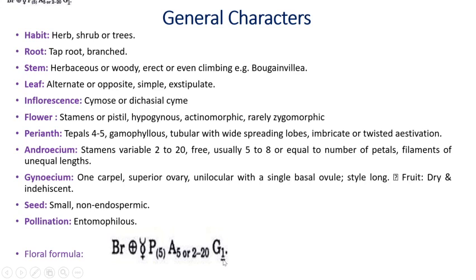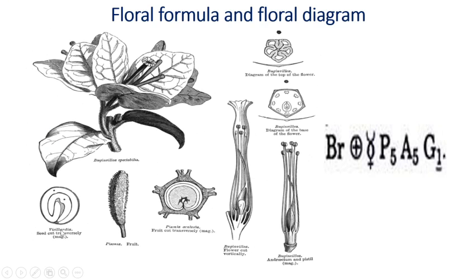syncarpous and superior. In this way, we have studied the general features of this plant, starting from habit, roots, stem, leaf, inflorescence, flower, perianth, androecium, gynoecium, seed, and pollination. Now, these are some diagrams of Nyctaginaceae. Now, this is the flowering twig.